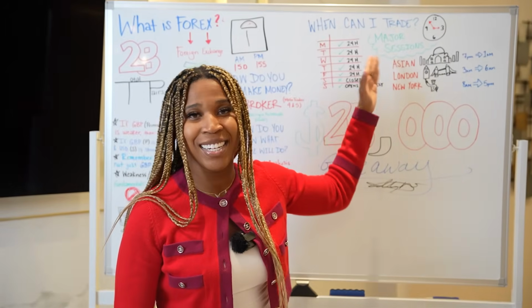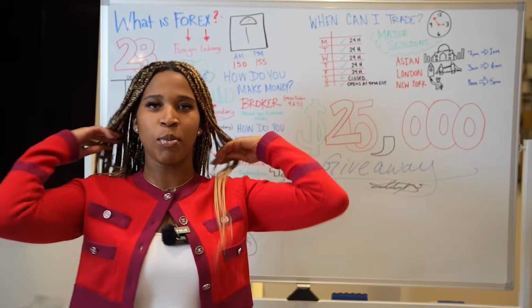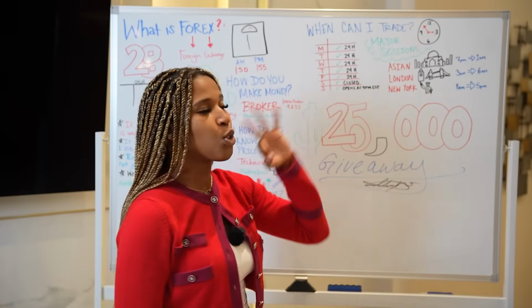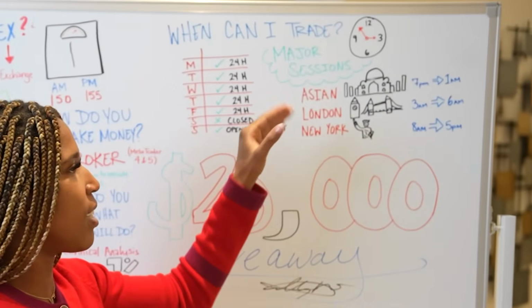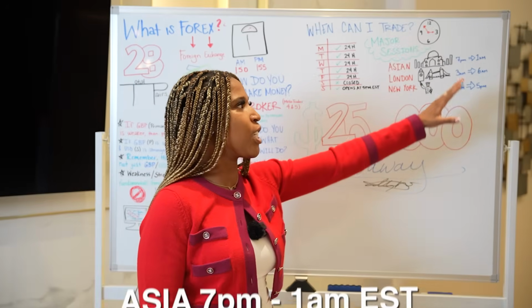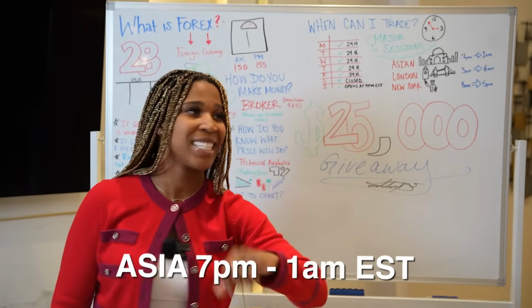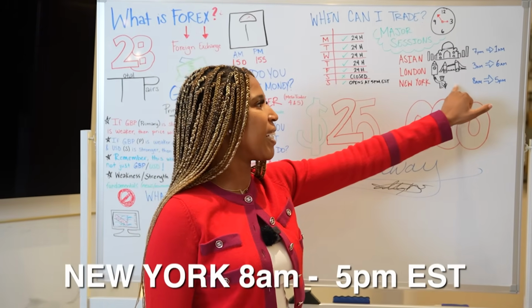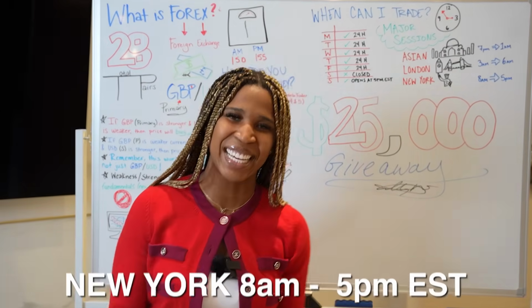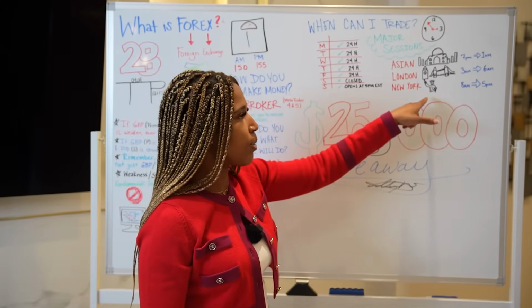Now, you have major sessions as well. The market is going to be moving and have the heaviest volume. So the 3 most major sessions that you should probably pay attention to: Asian session, London session, New York session. Asian is from 7 p.m. to 1 a.m. EST, 3 a.m. to 6 a.m. EST is when London would be, and New York is 8 a.m. to 5 p.m. EST.